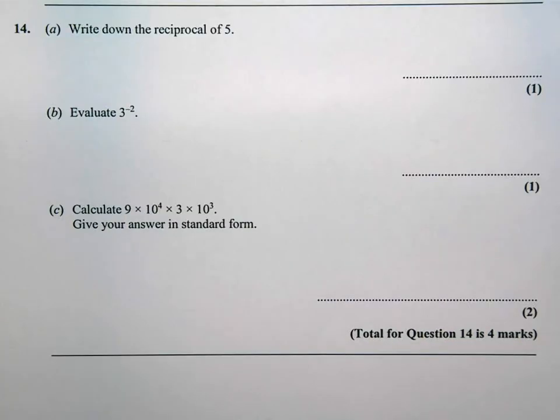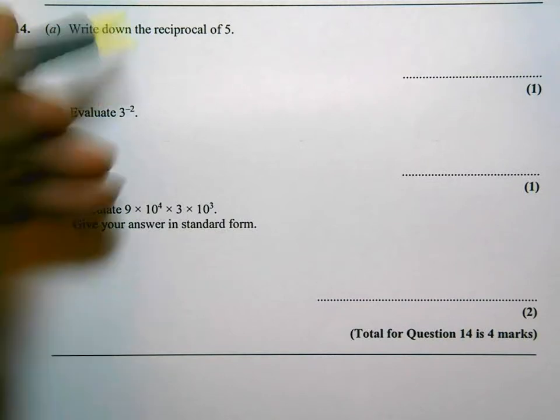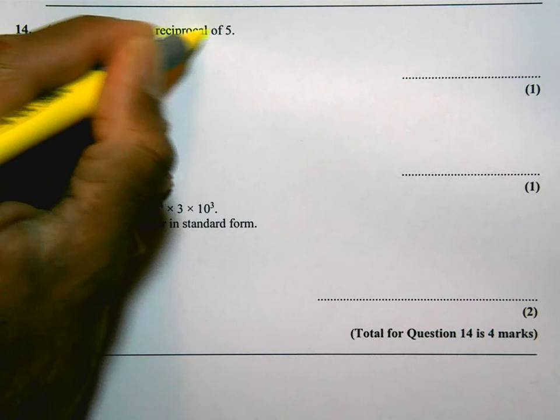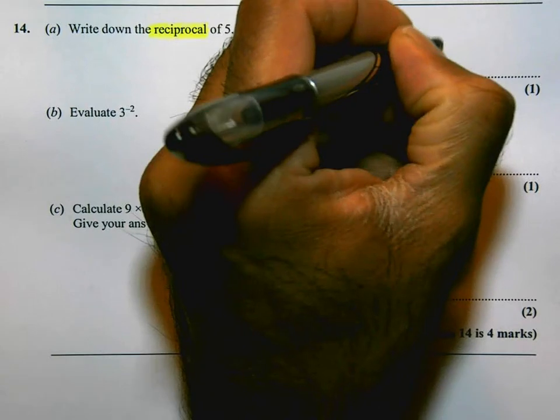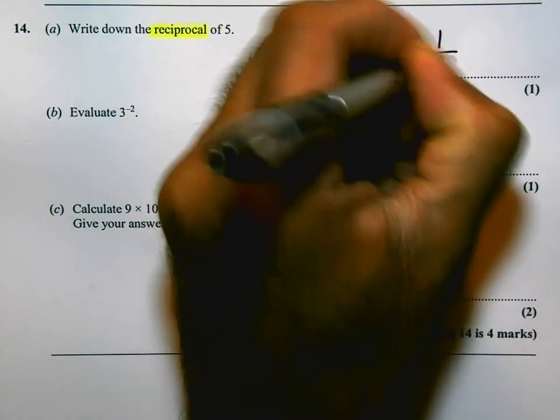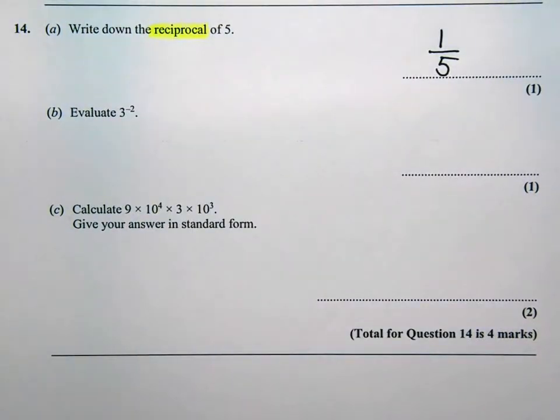This is question number 14 on the November 2013 higher non-calculator paper. Part A says write down the reciprocal of 5. Now you need to know what the word reciprocal means. The word reciprocal means to flip it, or 1 over if it's a particular number. So in this case the reciprocal of 5 is going to be 1 over 5. Simple as, and that is pretty straightforward.